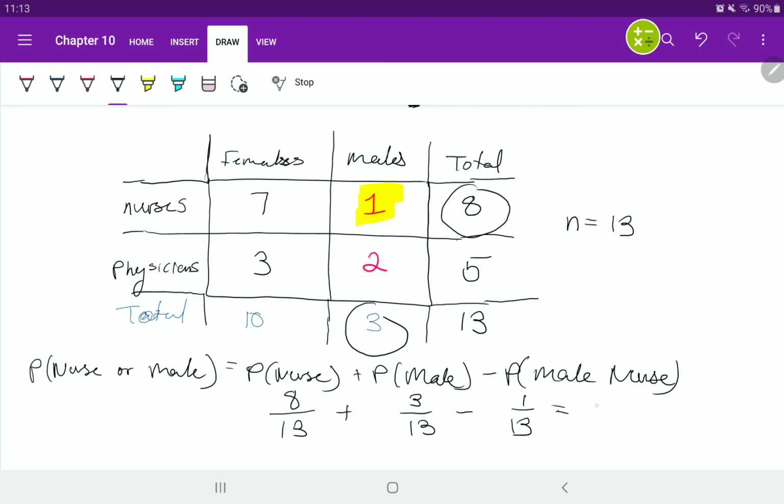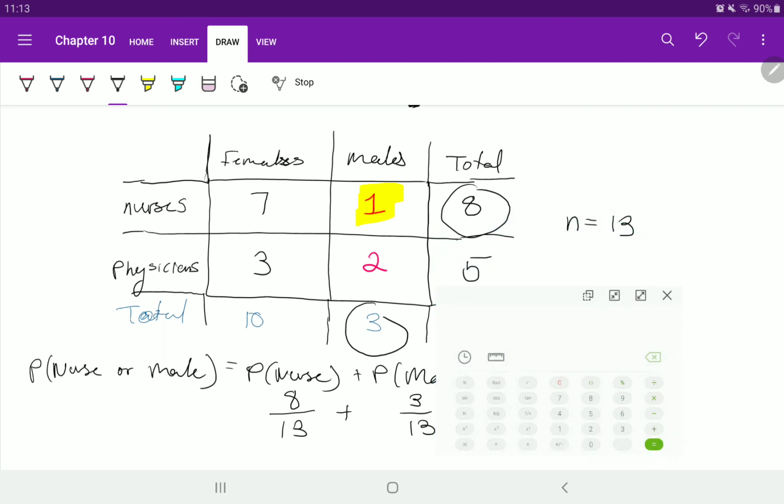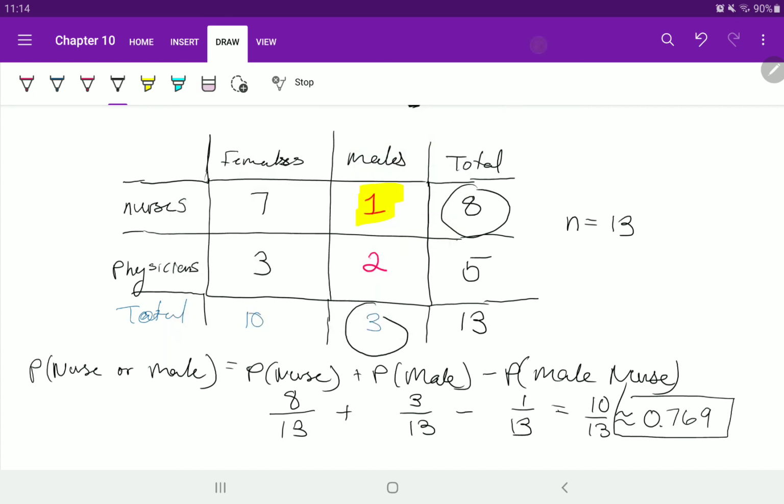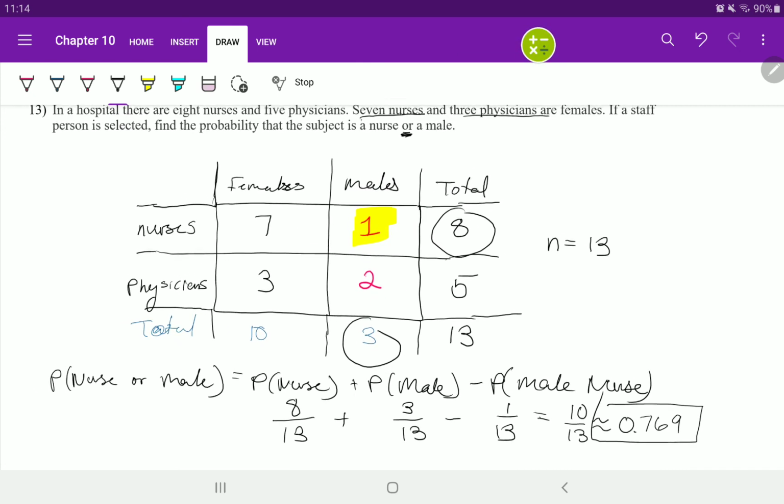So the probability of having a male, or a nurse or a male in this case, is 10 out of 13. And I'm going to divide that and round to 3 numbers after my decimal. So let's do 10 divided by 13. And that equals approximately 0.769. And that is the answer to this question.